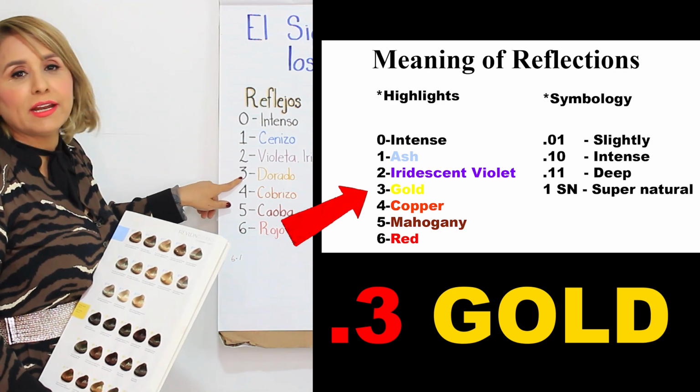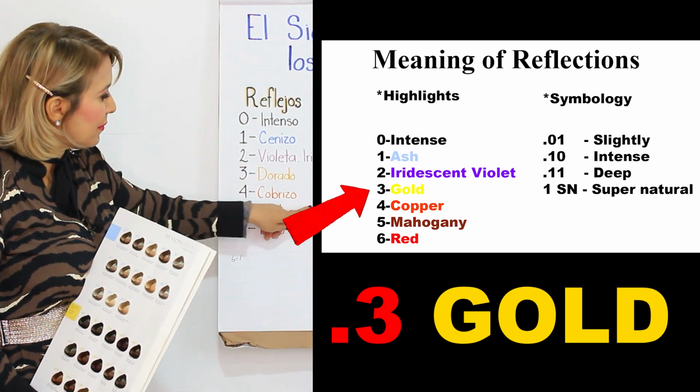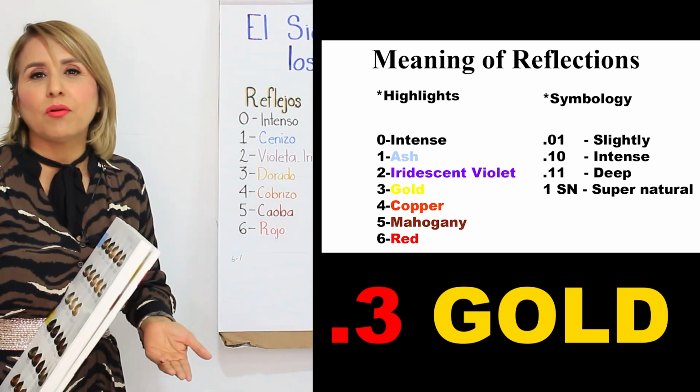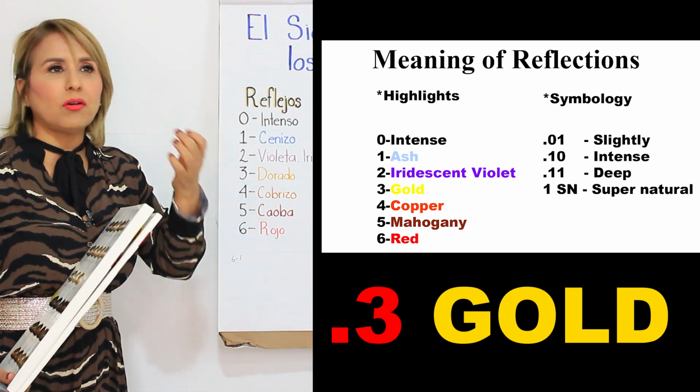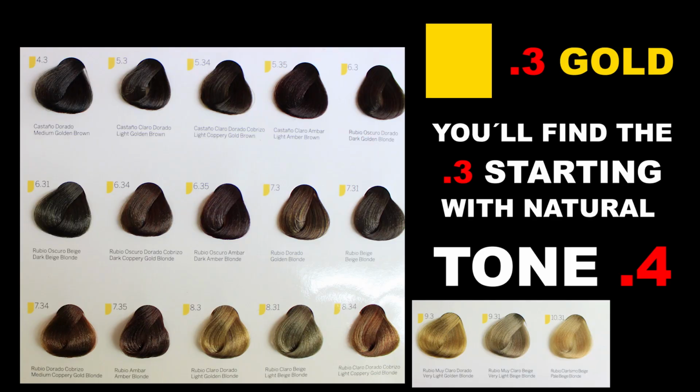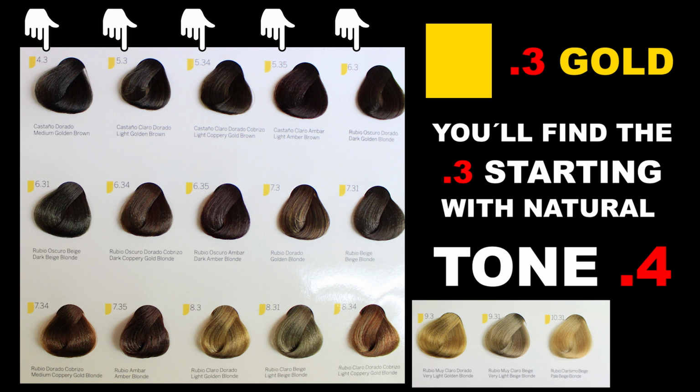Now let's move on to the next section, which is point 3, the golden tone. If you observe closely, it comes combined with ashy, violet, as well as with mahogany, red, and copper. You will be able to find this tone starting from approximately level 4: 3.5, 3.4, such as, which is what I was telling you, combined with a copper 5.35, combined with a mahogany 6. It also comes combined with ashy 6.31, 6.34, and 6.35.